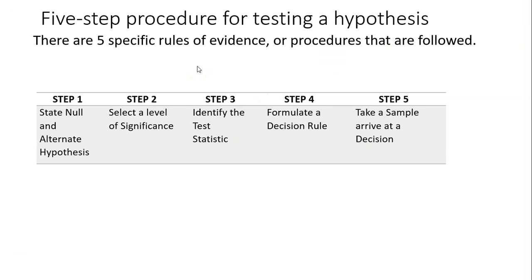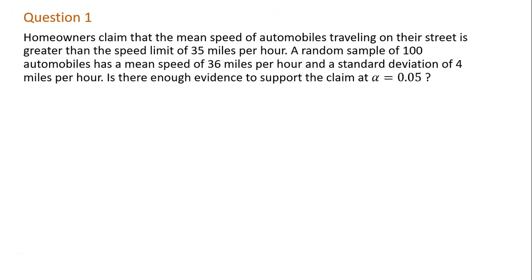For hypothesis testing, we are going to follow these 5 steps. The first step is to state the null and alternate hypothesis. The second step is to select a level of significance. The third step is to identify the test statistic. The fourth step is to formulate a decision rule. And the fifth step is to take a sample and arrive at a decision. So these are the 5 steps we are going to follow. Let's take our first question on this and then follow the steps.